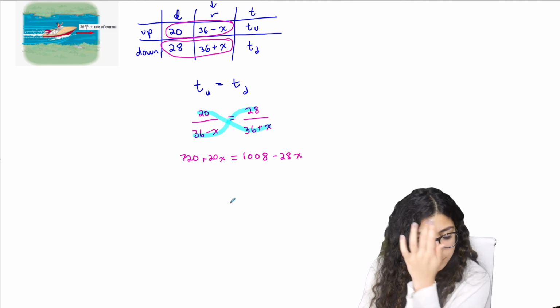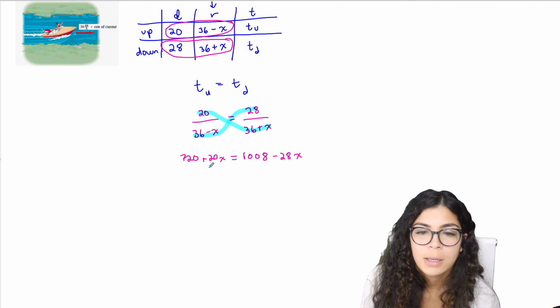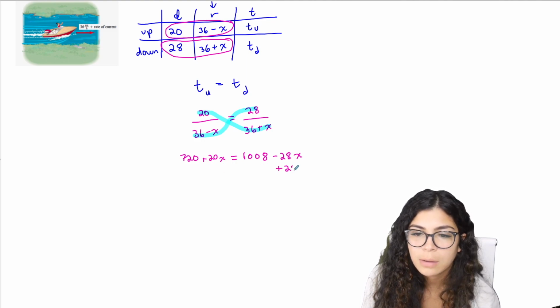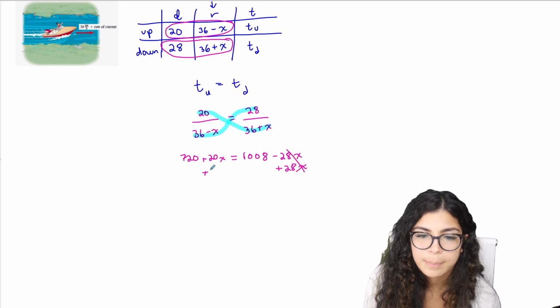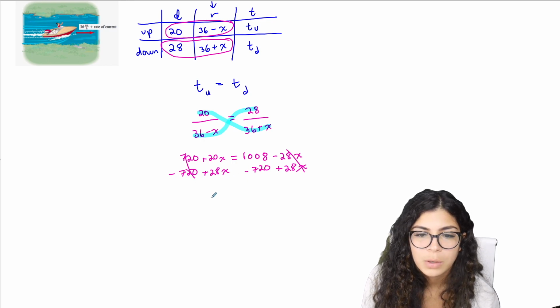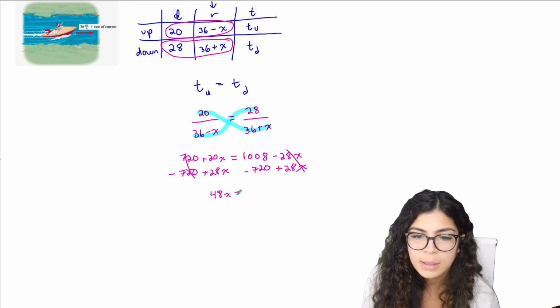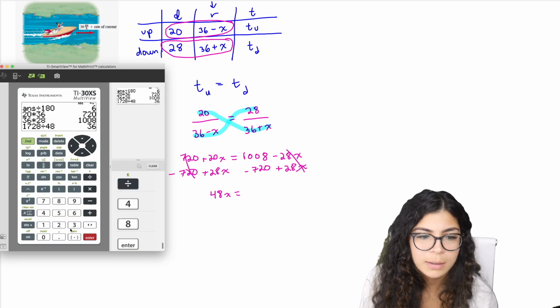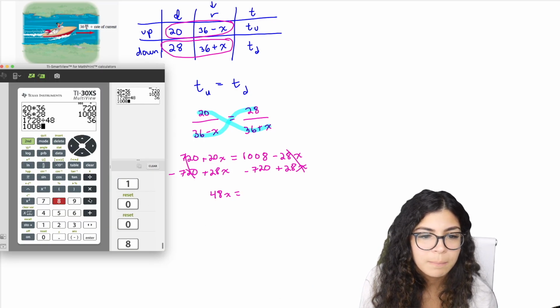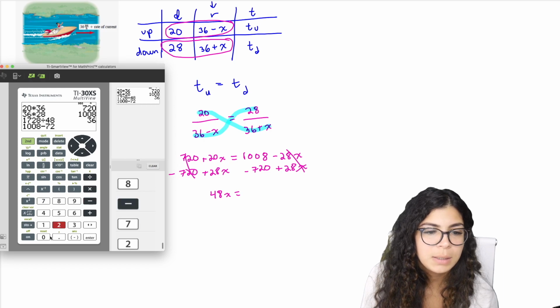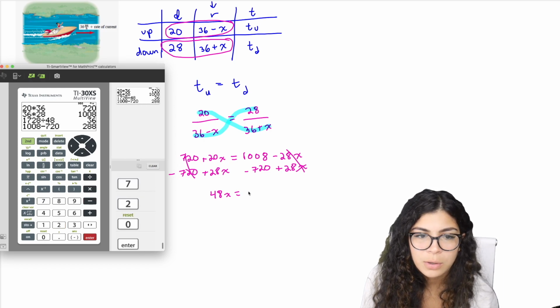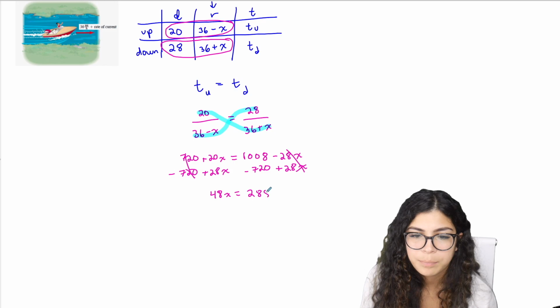All right, so now all we have to do is solve this one. So we would add 28X on both sides and subtract 720 on both sides. So we get 48X equals, and let's go ahead and do 1008 minus 720, and that is 288.